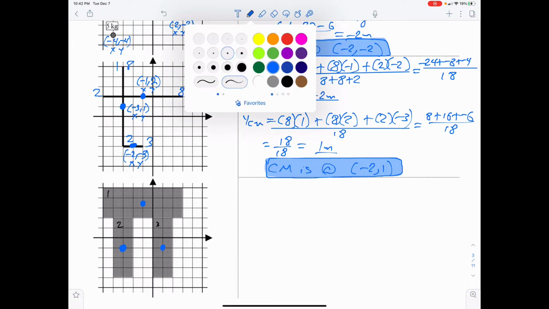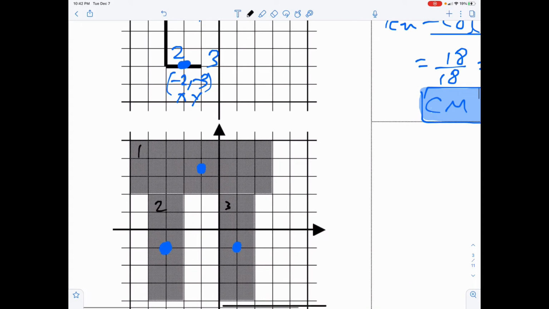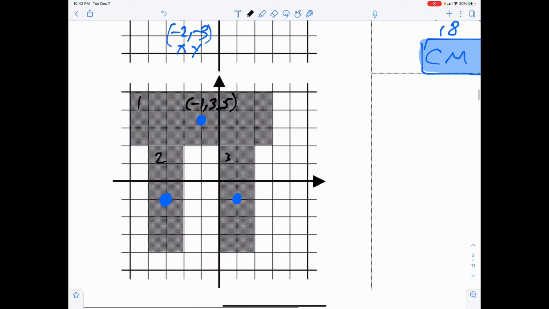Write down what the coordinate points are. Well, the coordinate point for rectangle 1 is over negative 1 and up 1, 2, 3.5. So it's negative 1, comma 3.5. Rectangle 2 is over 3, down 1, so negative 3, negative 1. And rectangle 3 is over 1, down 1.